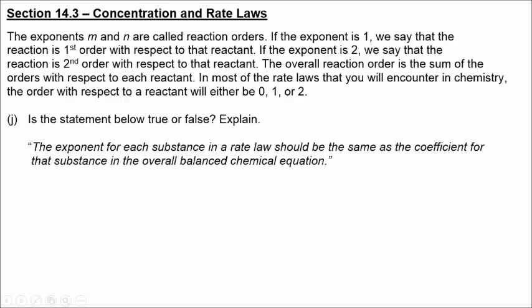These exponents, M and N, are called reaction orders, and we can learn some things about their value. If the exponent happens to be a 1, we say that the reaction is first order with respect to that reactant. Otherwise, if the exponent is 2, we say that the reaction is second order with respect to that reactant. The overall reaction order would be the sum of the exponents, the sum of the orders with respect to each reactant. In most of the rate laws that you will encounter in chemistry, the order with respect to a reactant will either be 0, 1, or 2.